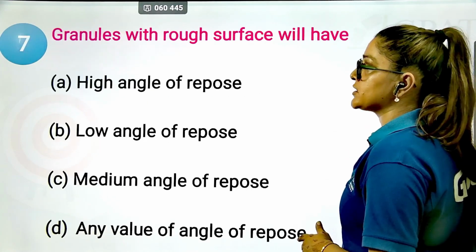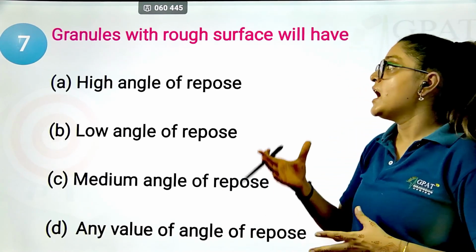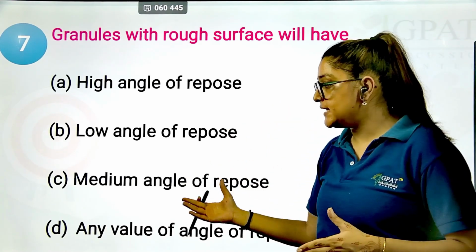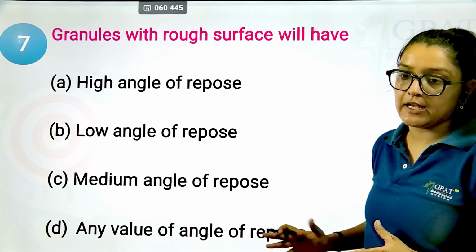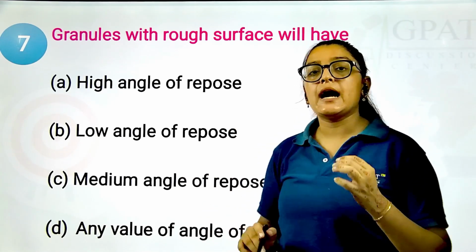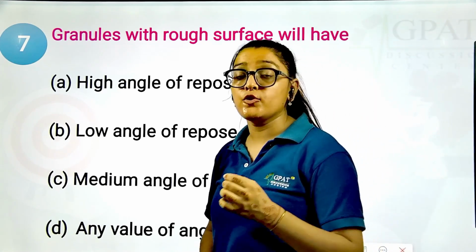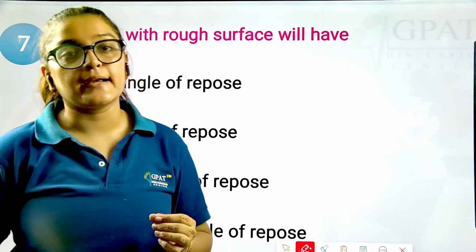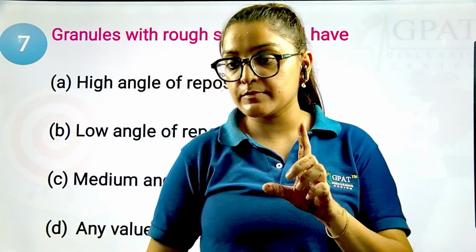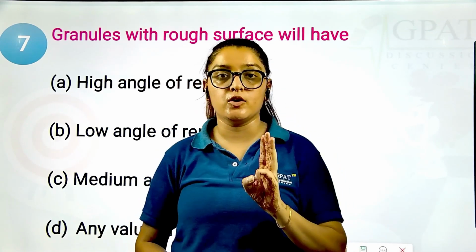Okay, next question. Granules with rough surface will have high angle of repose, low angle of repose, medium angle of repose, or any value of angle of repose. So if you remember, whenever we are evaluating based on particle flowability, right? Particle flow characteristics, we have three methods. Number one, Carr's index method. Number two, Hausner ratio. Number three, angle of repose.